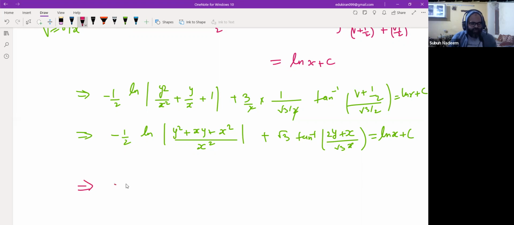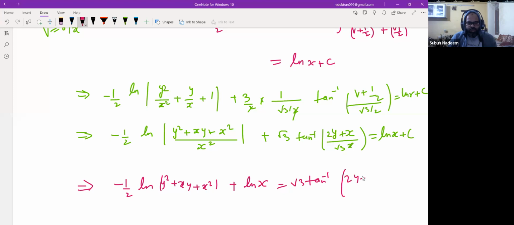Like you can write it as minus half log of y square plus xy plus x square. And then this is minus log of x square. So it will become plus 2 log x by 2. So log x square will become 2 log x and 2 will cancel. And it is also division, so minus minus will be plus. So it will be root 3 tan inverse 2y plus x by root 3x. This you will get is equal to log x plus c.